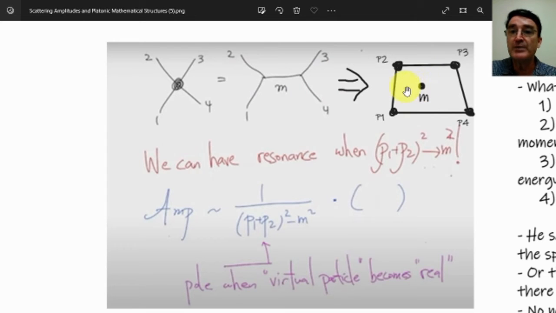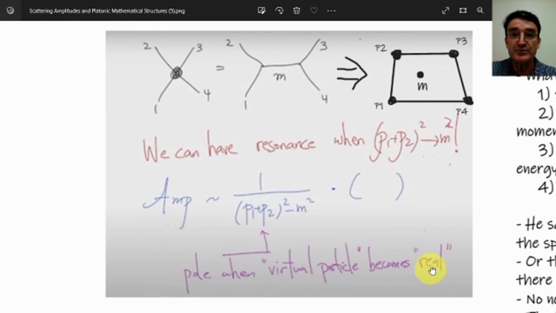And when the virtual particle goes on shell, we have what's called a resonance condition, when a subset of the momenta, (P1 plus P2) squared, is equal to M squared. Then in the scattering amplitude, we see that we get a pole in the denominator here. So we get a pole when the virtual particle becomes real.